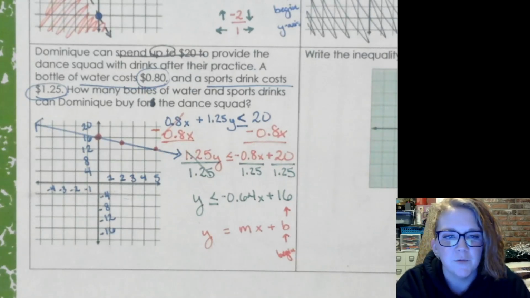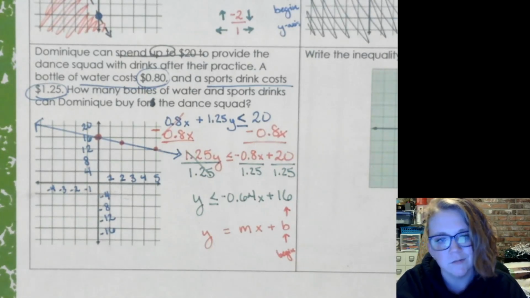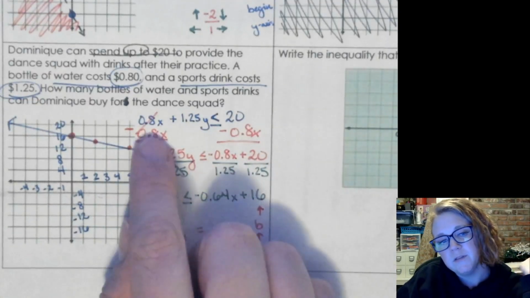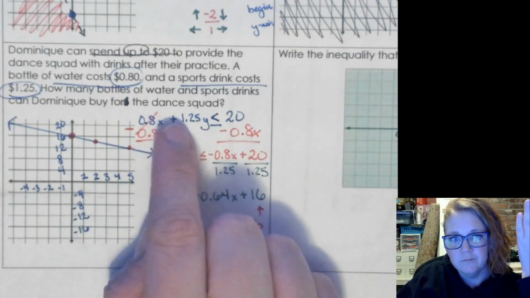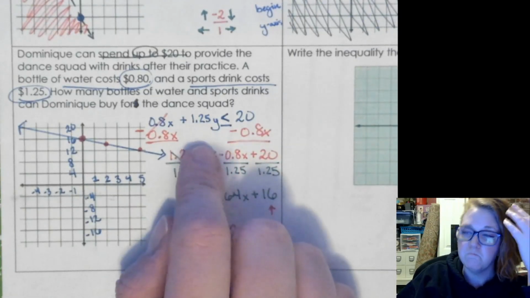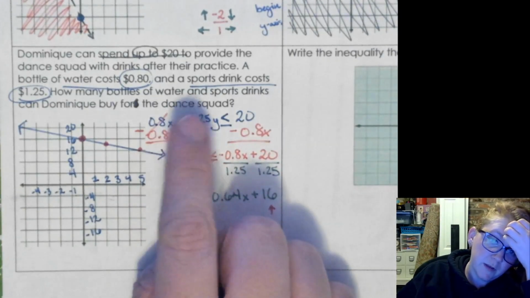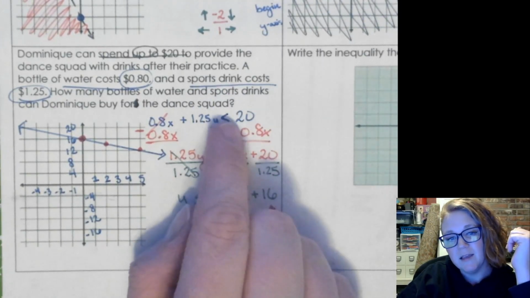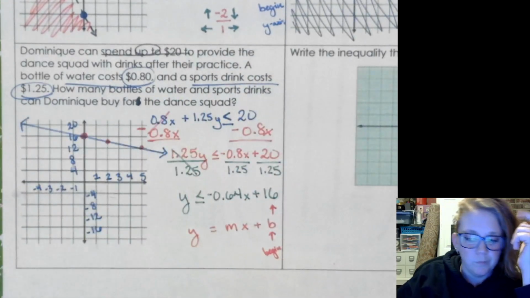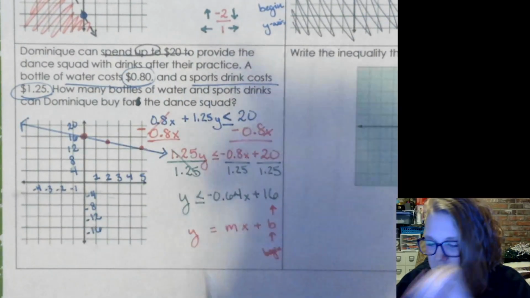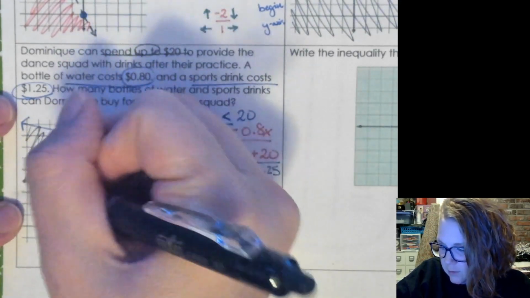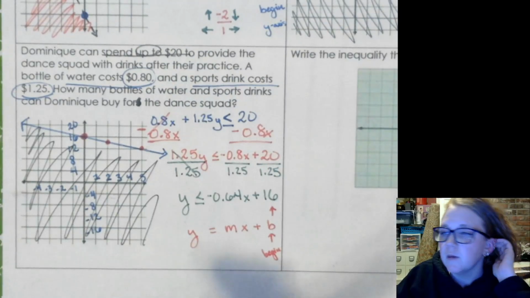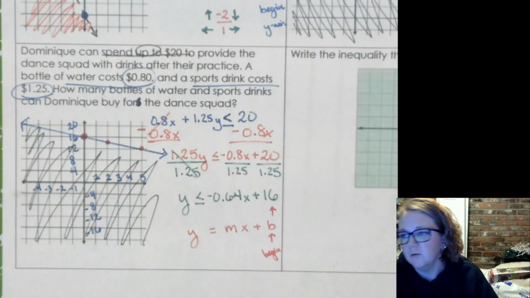shading. Okay, so remember, pick a point that makes this the easiest, right? So remember, I like using 0, 0 because it's super easy. So what's 0 times anything? 0. Plus, what's 0 times anything? 0. And 0 plus 0 would be 0. Alright, is 0 less than 20? Hopefully you said yes. So we're going to shade this whole part. Okay. Alright, there you go.